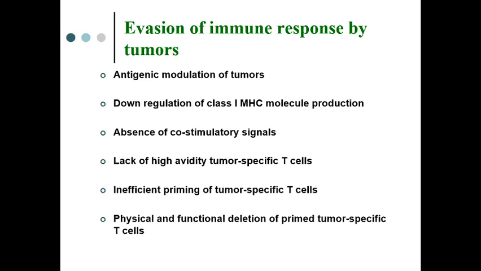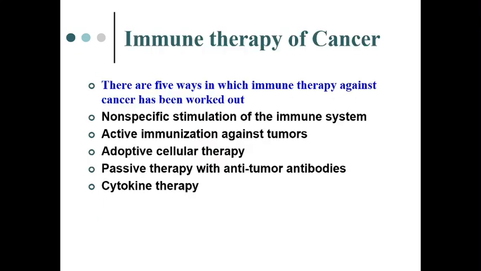Now, to overcome all these evasions, how to stimulate the immune response against the tumor and tackle it through immune mediated response. Let's see, there are about 5 different ways in which immune therapy against cancer can be worked out, and some of them are ancient and some are new. We will discuss each one of them because each one of them have played a major role in finding a treatment for cancer. These are the 5 different types of the immune therapies.